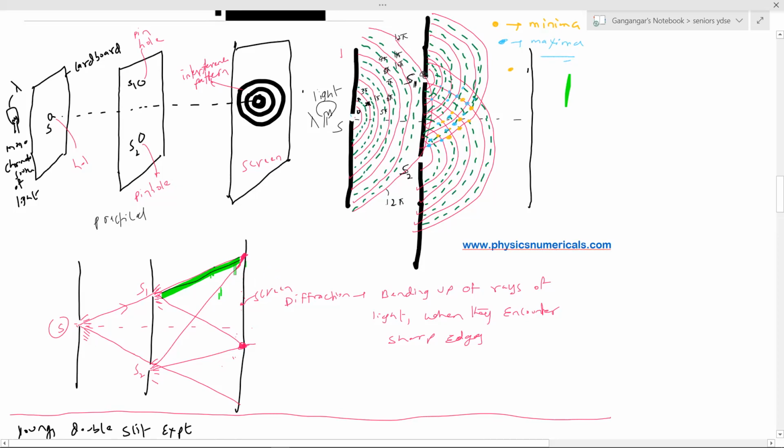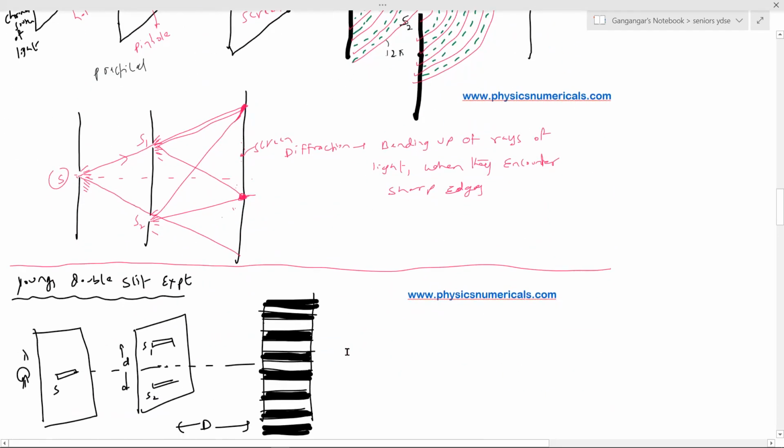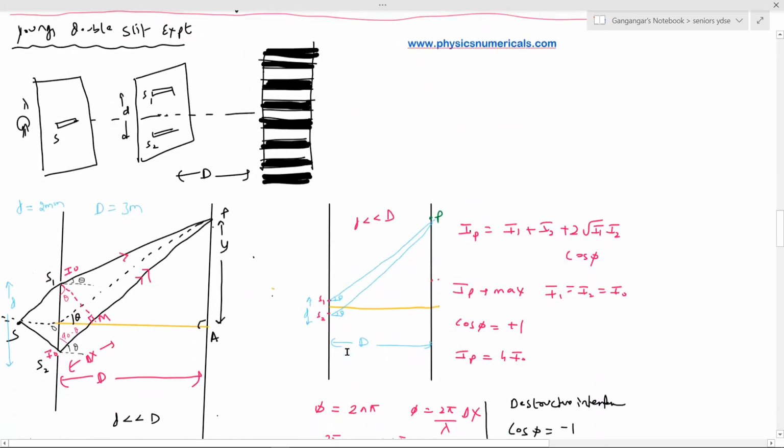Hope everyone is able to understand the YDSE setup. So basically YDSE, what happened? It supports the wave nature of light, the interference phenomenon. So here we'll get the maxima and the minima. Okay, let's do one thing. We'll directly go to the YDSE setup.